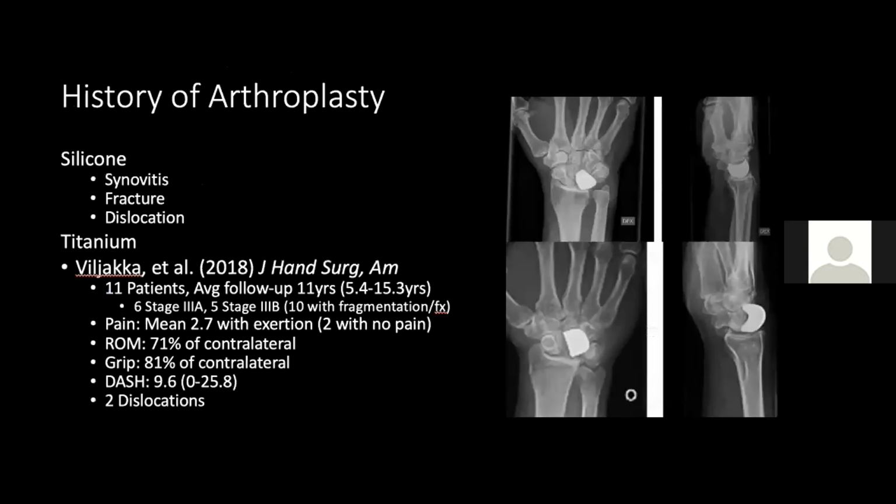Titanium implants, as opposed to silicone, have been used to replace the lunate after silicone implants were noted to cause synovitis. Kaj et al. out of Finland were able to demonstrate relatively good grip strength, range of motion, and DASH scores at an average of 11 years follow-up after titanium lunate replacement.